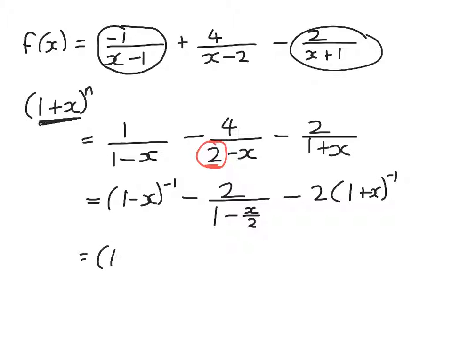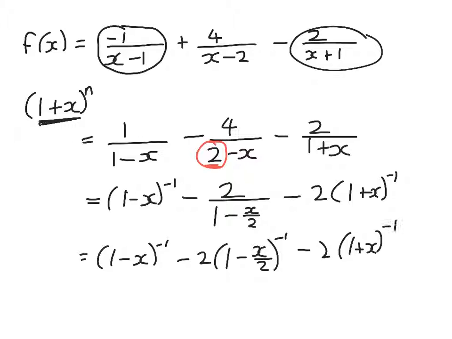Now what do we have now? Nearly ready to go. 1 minus x to the negative 1, minus 2 times 1 minus x on 2 to the negative 1, minus 2 times 1 plus x to the negative 1. Now because we're really working with 3 little binomial expansions here, I'm going to do them each separately and then put them back into that big expression. I'm doing that because I think the chances of making mistakes if I do it in one go are quite high, but you might disagree.